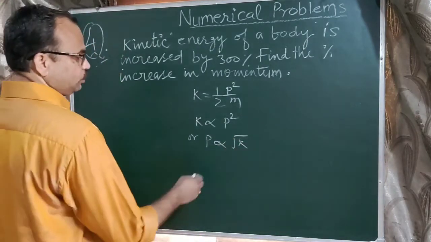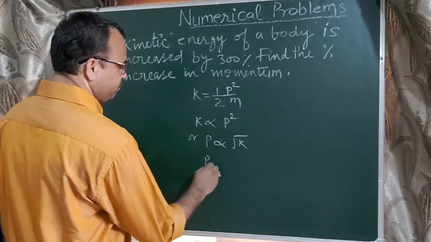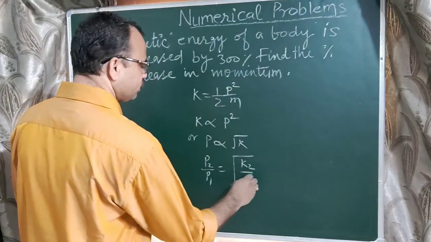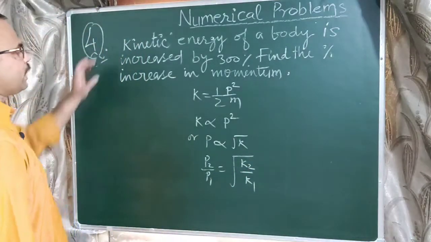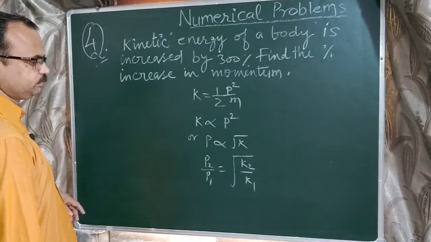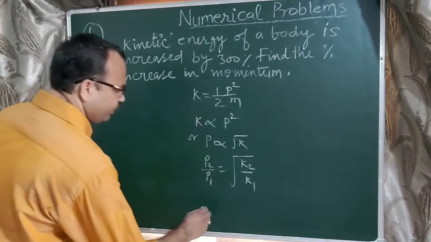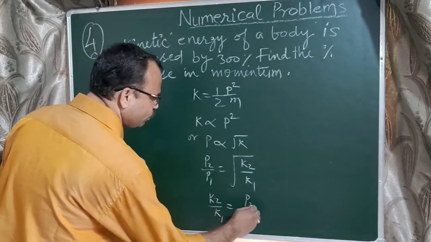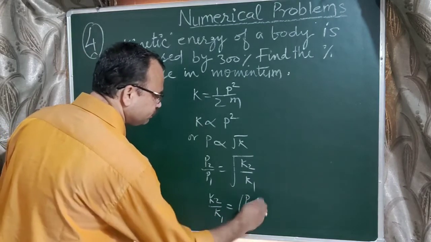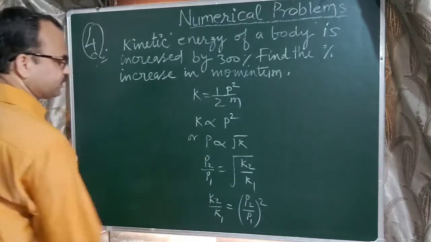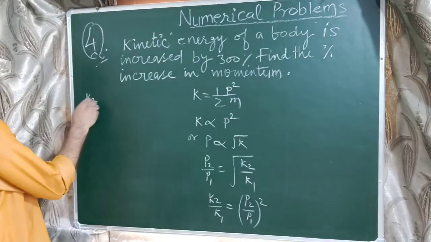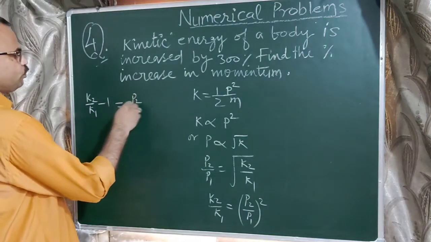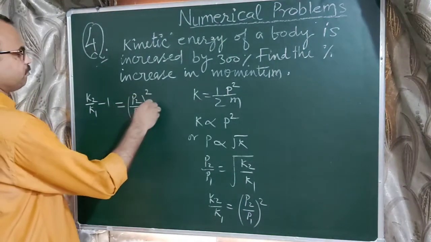Clear? So we can write p2 upon p1 equal to under root k2 upon k1. So kinetic energy is given. So from this equation we can write k2 upon k1 is equal to p2 upon p1 whole square. Now make the percentage formula. So k2 upon k1 minus 1 is equal to p2 upon p1 whole square minus 1.